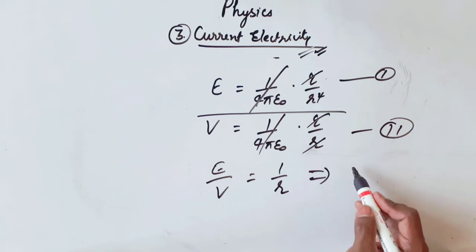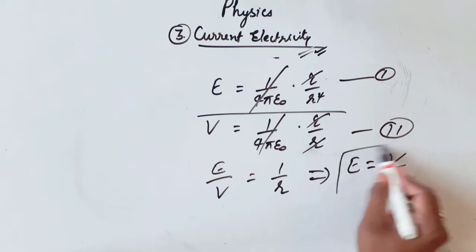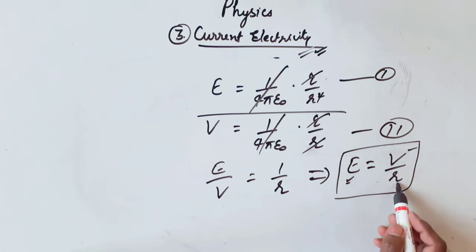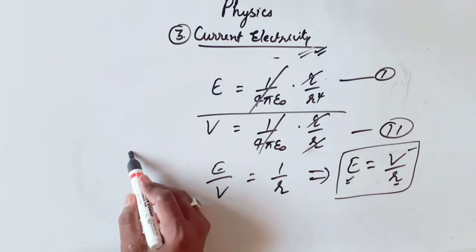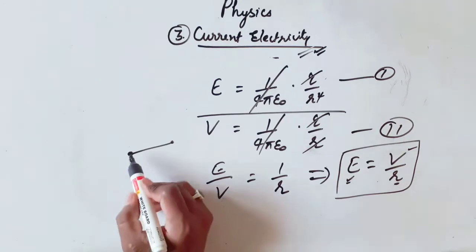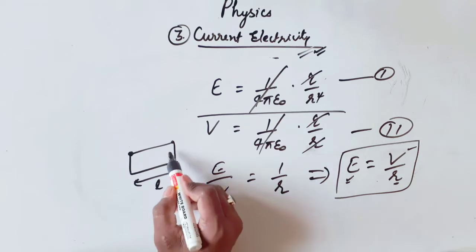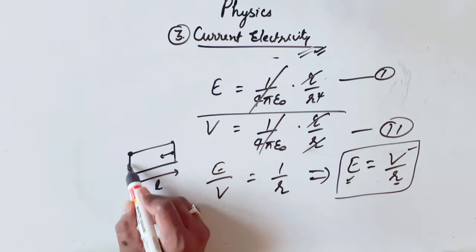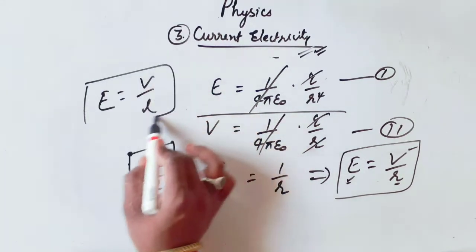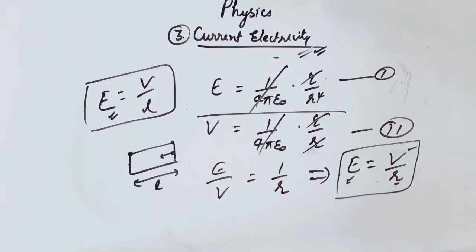From this formula we can write E equals V upon r, where E is electric field intensity, V is applied potential, and r is the distance from the source charge. So friends, if the length of the conductor is L, and the electron is drifting from here to there, then E can be written as V upon L, because here the distance is L. So we can write E is equal to V by L.